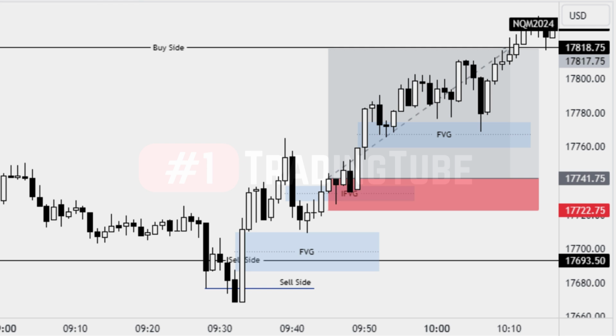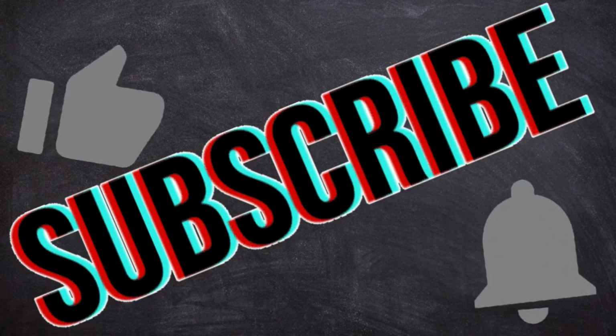Notice how a new fair value gap formed and held price by acting as support. Again, if price closed below that fair value gap, it would have been a good idea to close all positions and take small profit.